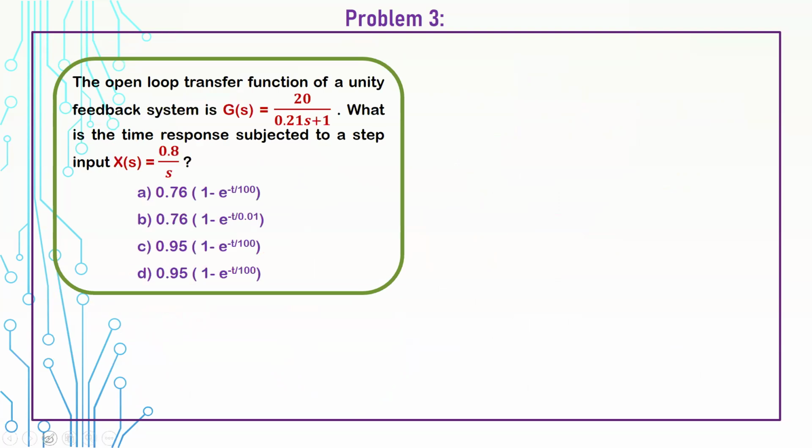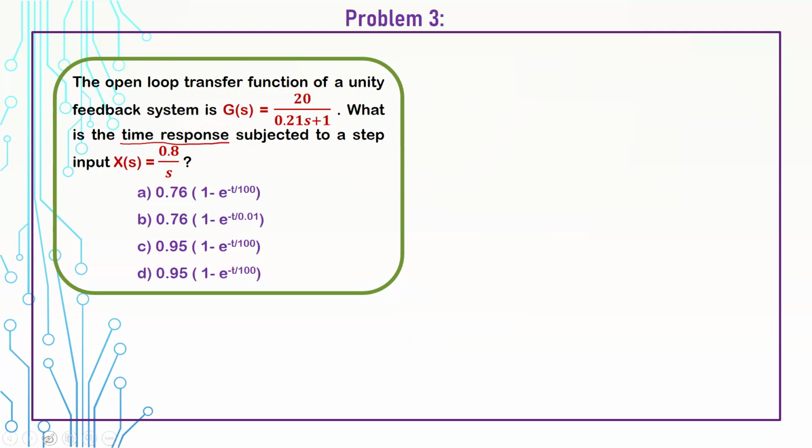So this is also to find the response. The open loop transfer function of a unity feedback system is given. What is the time response subjected to a unit step input X(s) equal to 0.8 by s? So here G(s) is given, X(s) is given. We need to find the time response. Time response means response in time domain.